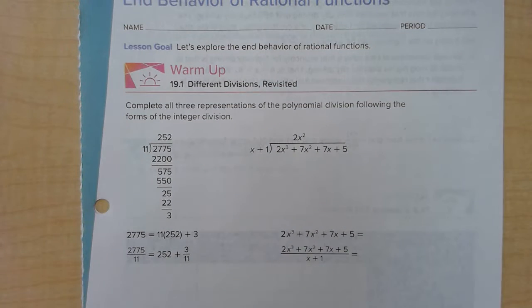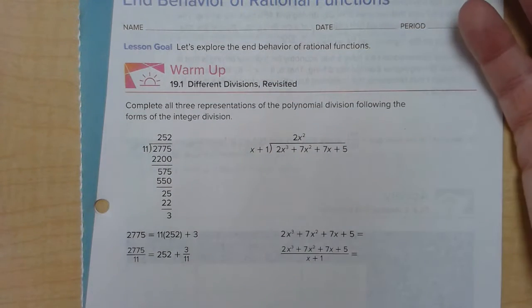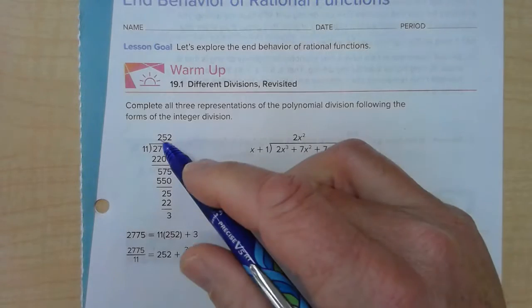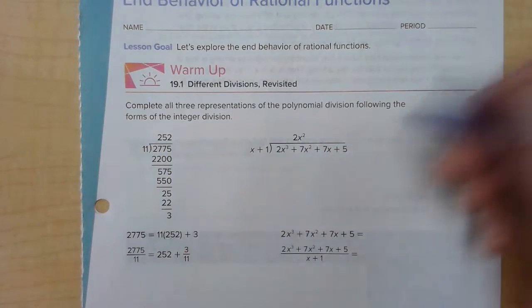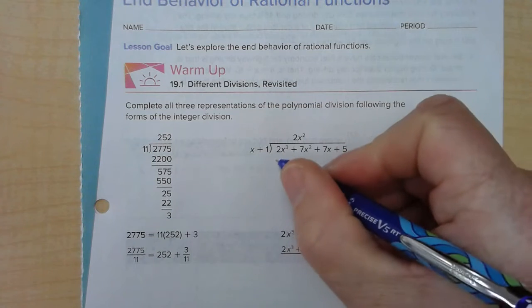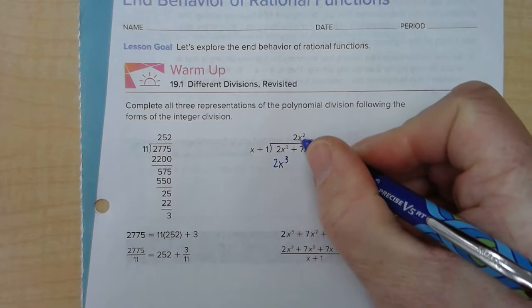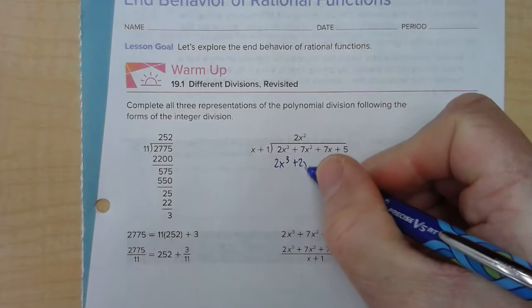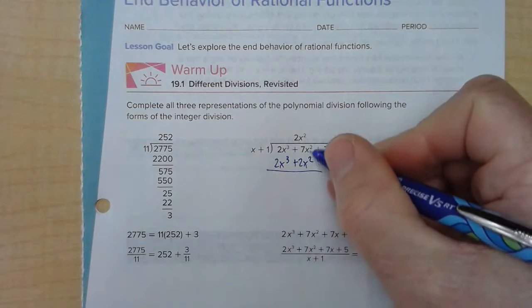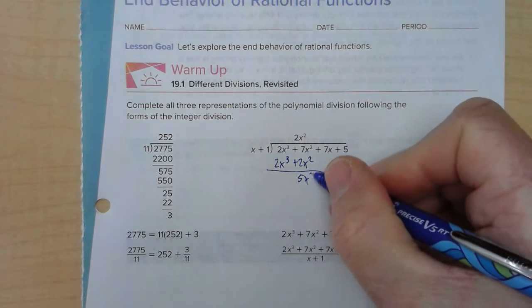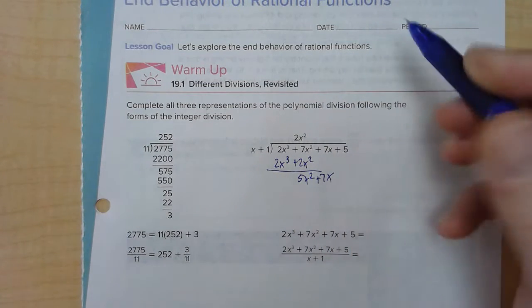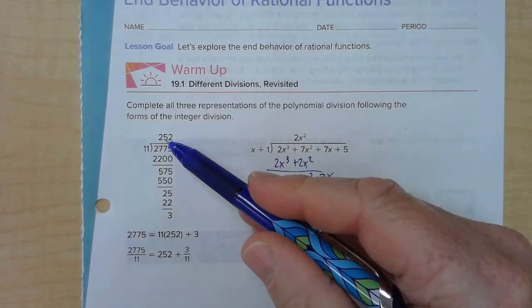because polynomial division is just like long division. So you pick something out. They picked out 2, right? And then they subtract it off. So we do this times this would be 2x cubed. This times this is 2x squared. All right, then we subtract it off. We get 5x squared plus 7x. We'll see how they picked 5 as the next thing.